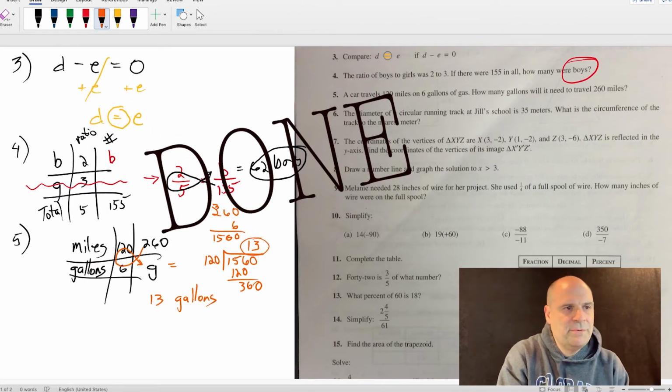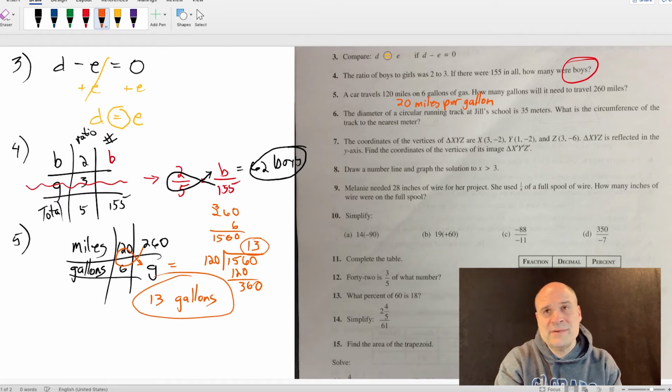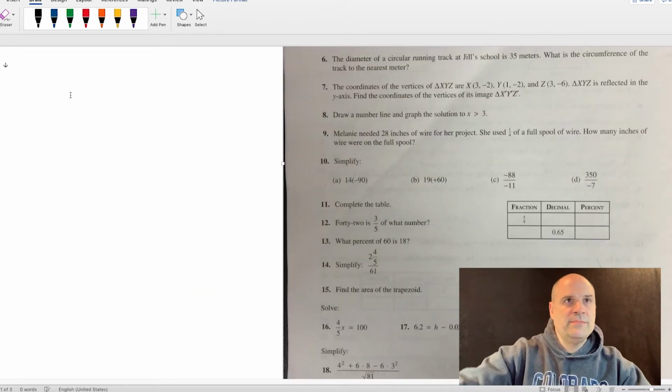Okay, that's pretty cool. The other way you could have done it, you could have reduced this fraction here. So 120 miles and 6 gallons, that's really just 20 miles per 1 gallon. So if you have to go 260 miles, 260 divided by 20 is 13 gallons. So you could do it that way too if you wanted to. All right, moving on to number 6.